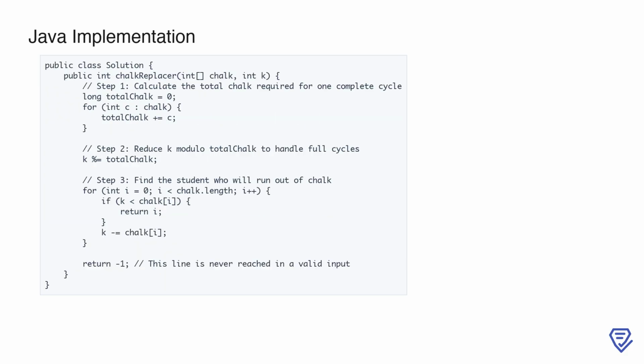This is the Java implementation of LeetCode problem number 1894, Find the Student That Will Replace the Chalk. The solution mirrors the Python logic exactly, with key differences such as explicit type declarations, the use of Java's primitive data types, and iteration syntax. It first calculates the total chalk required for one complete cycle, reduces k modulo this total, and then iterates through the students to find which one will run out of chalk. This implementation handles edge cases efficiently and adheres to Java conventions.